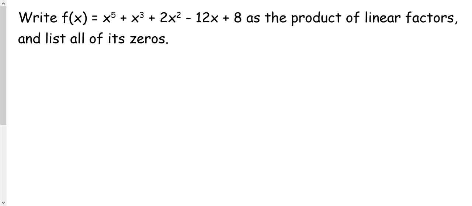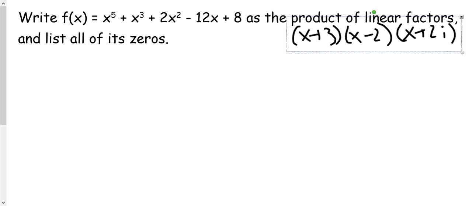So in this example, given the function f of x is equal to x to the fifth plus x cubed plus 2x squared minus 12x plus 8, we are asked to write it as the product of its linear factors, where an example would be something like x plus 3, x minus 2, x plus 2i. That's a product of linear factors, so write it in that format.